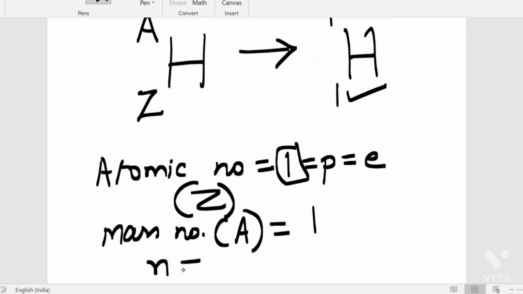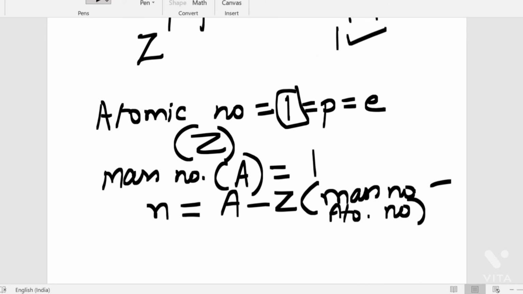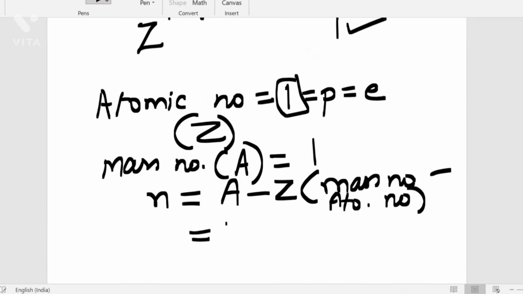It's given here as 1. From mass number, what are we going to find out? The neutron number. What is the formula you have to use to find out the neutron number? A minus Z, that is mass number minus atomic number. Mass number minus atomic number gives the number of neutrons. Here 1 is the mass number, 1 is the atomic number. The answer is 0. So the hydrogen atom has 0 neutrons, only 1 proton and 1 electron. That is the reason atomic number 1, mass number 1.